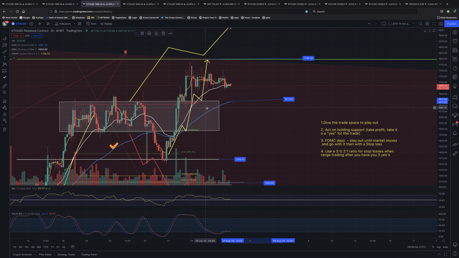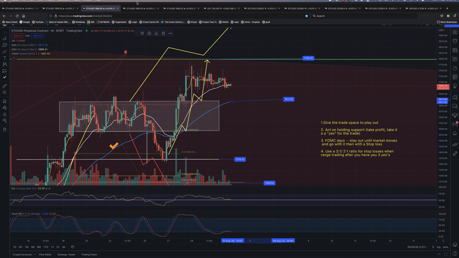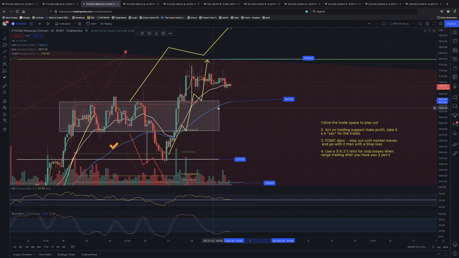So 1620 would be my conservative target for Ethereum, and then if it breaks back into the box, 1500s. But I wouldn't bet on the 1500s. I'd be more conservative and go with the 1620. And then check to see what happens here. I would sit a little bit and wait to see what's happening, because things are not looking great at the moment for either side.